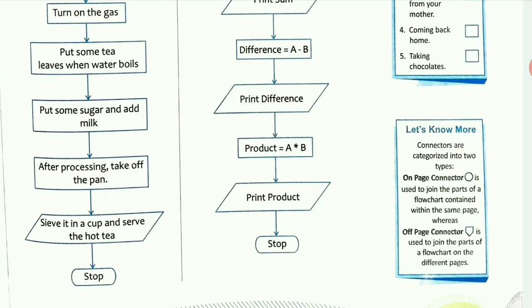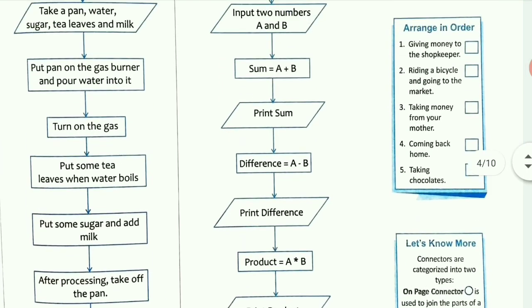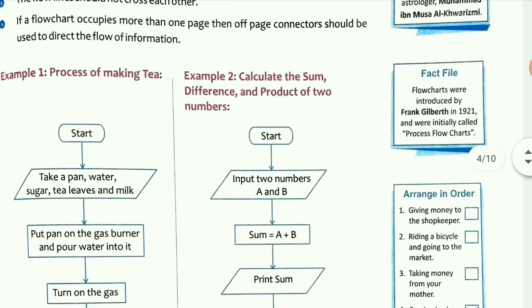We are serving the hot tea, it means we are giving output, so it should be in the input/output box, and that is a parallelogram. And then that's it, use the symbol stop. So this is the flowchart to make tea.